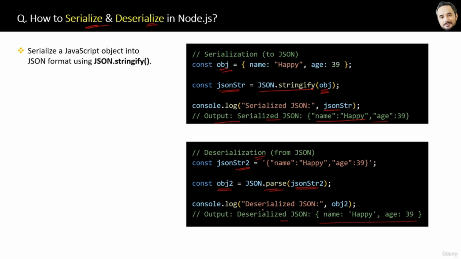So the short answer is, deserializing a JSON string into a JavaScript object can be done by using the JSON.parse method. Great, now you know what methods are used for serialization and deserialization in Node.